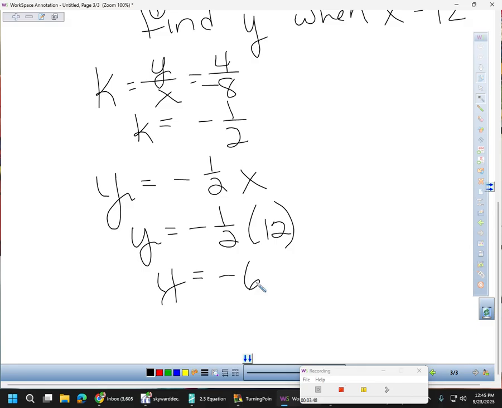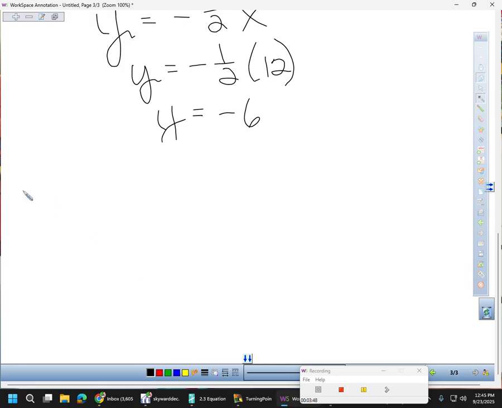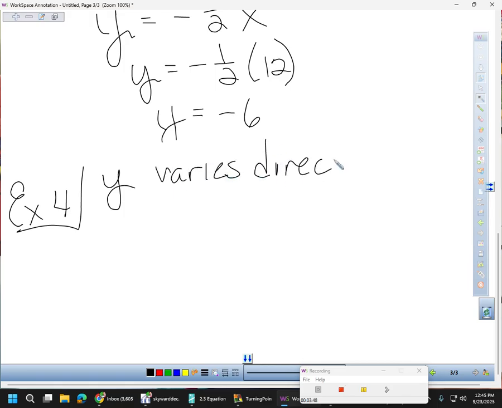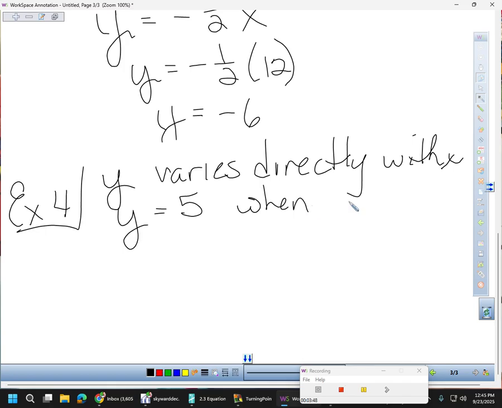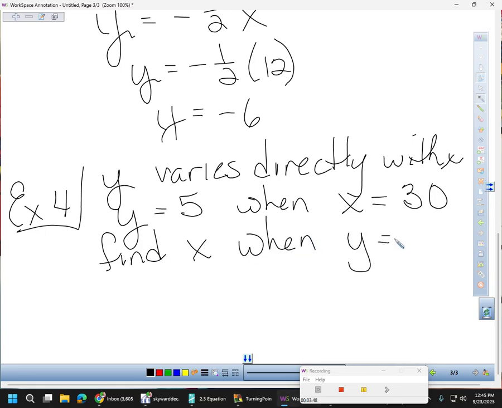All right, let's try another one. Example number 4. Y varies directly with x. And y equals 5 when x equals, I don't know, 30. Find x when y equals 7.